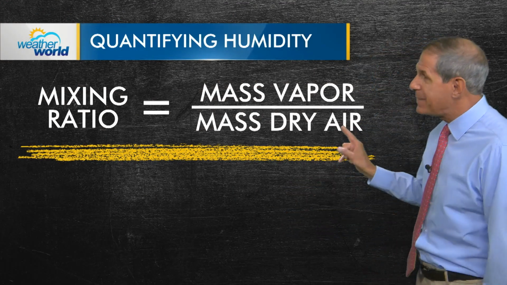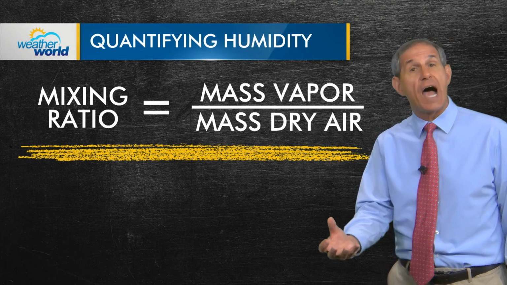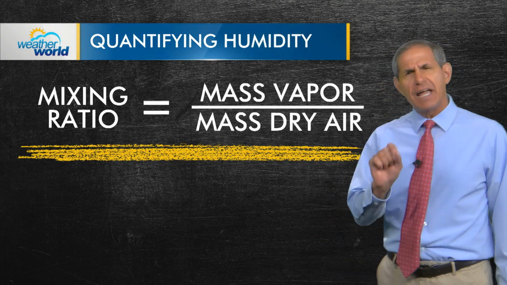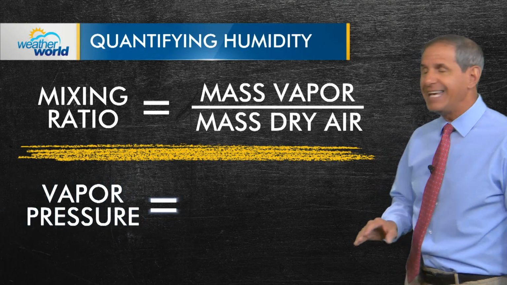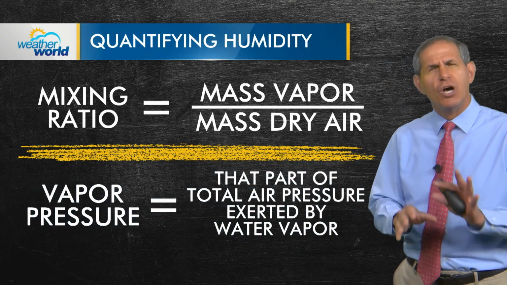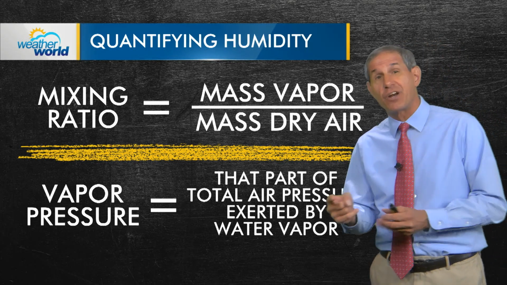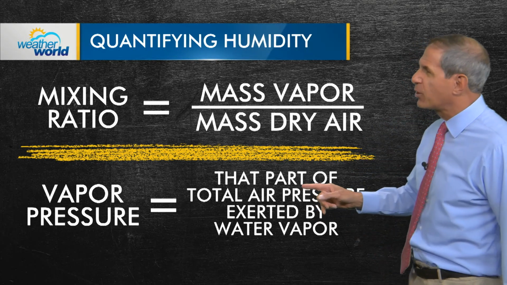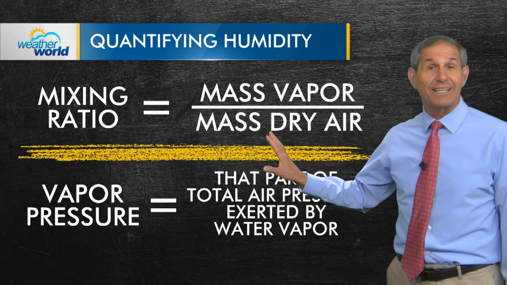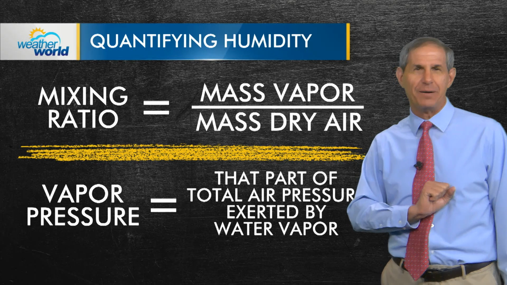For example, the mixing ratio is the mass of water vapor in the air divided by the mass of the dry air, that is, all the other gases such as oxygen and nitrogen. Another measure is called the vapor pressure. It's simply the part of the total air pressure exerted by water vapor. On average, surface air pressure is around 1,000 millibars, and 1 of 100 air molecules is water vapor, so a typical vapor pressure is perhaps 10 millibars. Now, practically speaking, neither of these is particularly easy to measure, and that's where the dew point comes in.